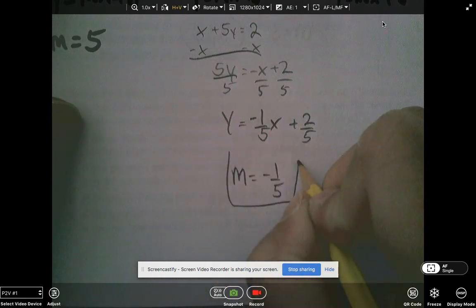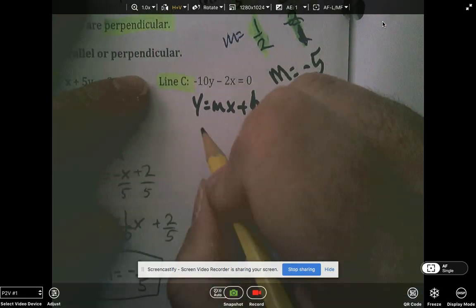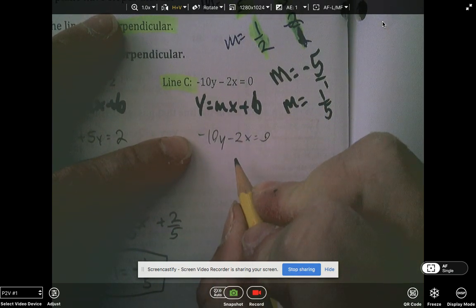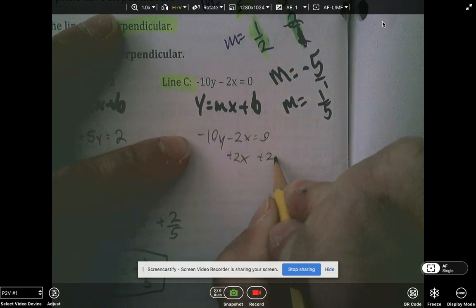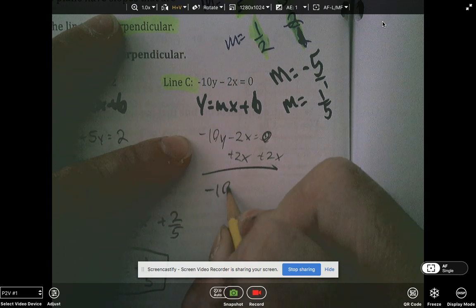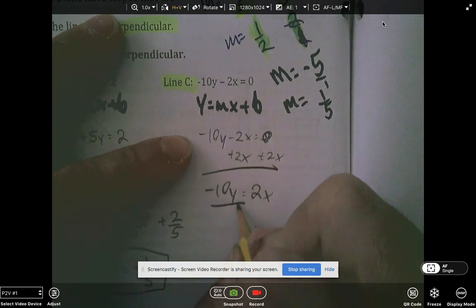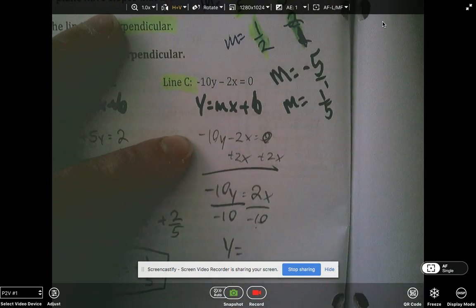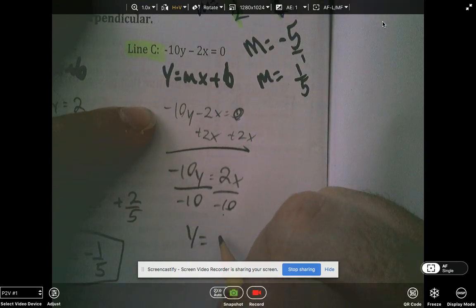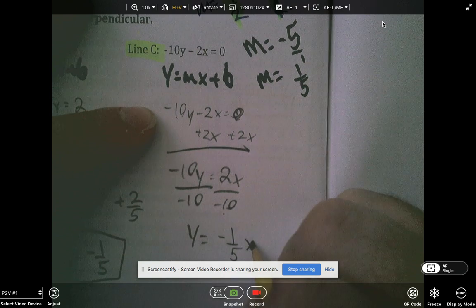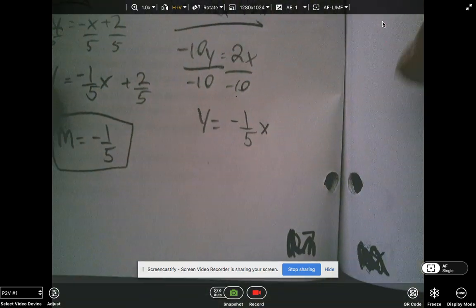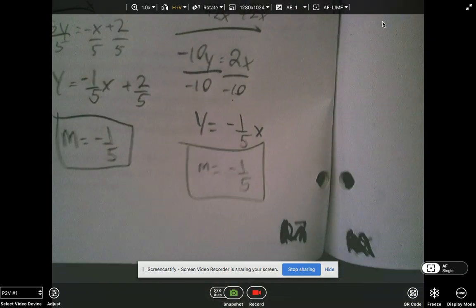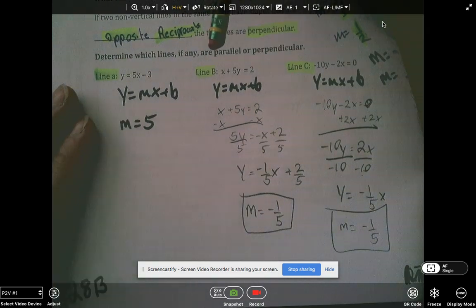-1/5. And then for the last one, the first thing we have to do to get it in slope-intercept form is, what do you want to do first to both sides? Add 2x to both sides. That's 0. You're left with -10y equals 2x. Divide everything by -10. What would you be left with here? Yes, -1/5 x. So what's my slope here? -1/5 again.